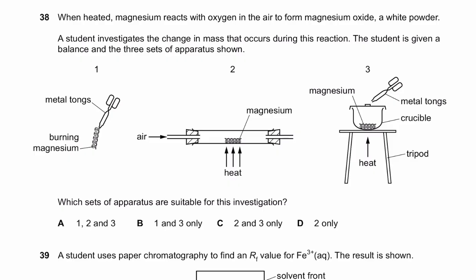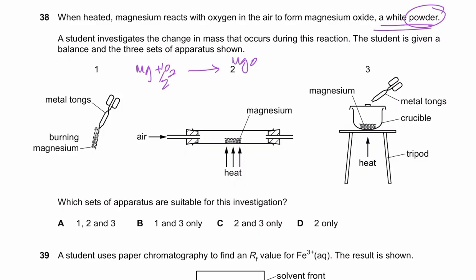When heated, magnesium reacts with oxygen. Okay, magnesium reacts with oxygen to give you magnesium oxide. And it says it's a white powder. Magnesium oxide is a white powder. Note what the examiner is telling you, right? And a student investigates the change in mass that occurs during this reaction. The student is given a balance and 3 sets of apparatus shown. Which sets of apparatus are suitable?